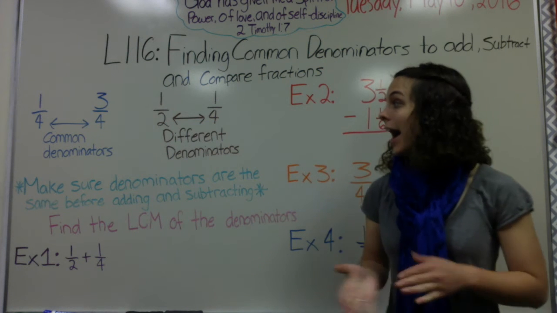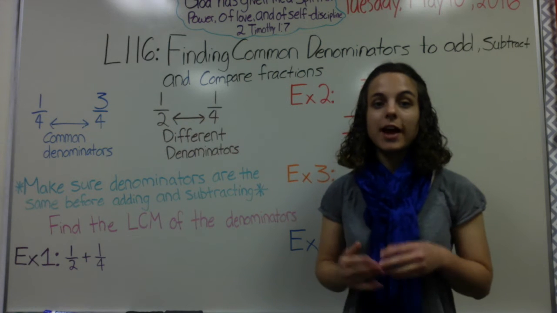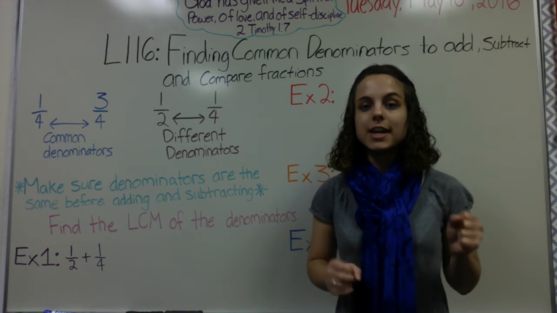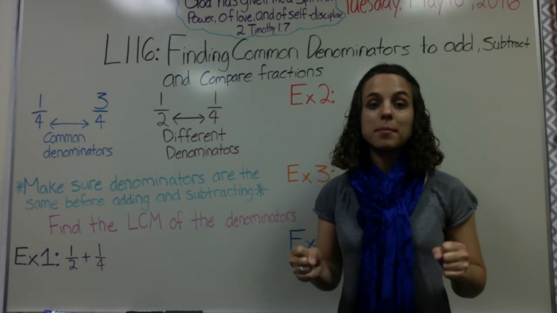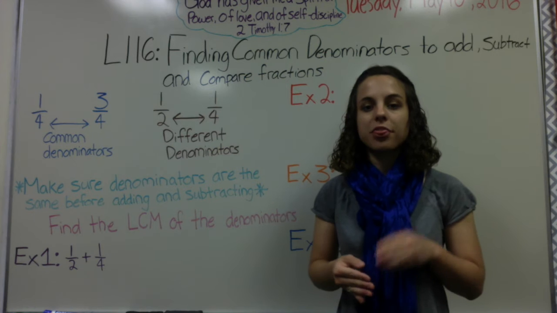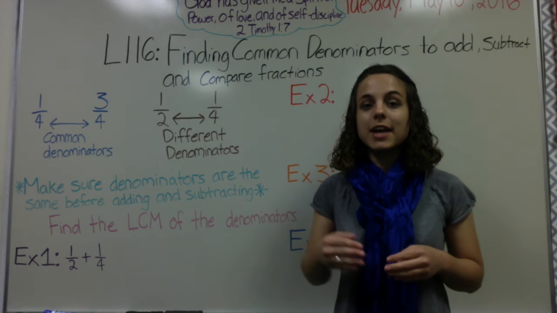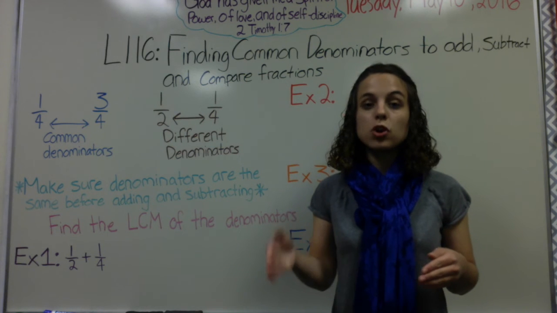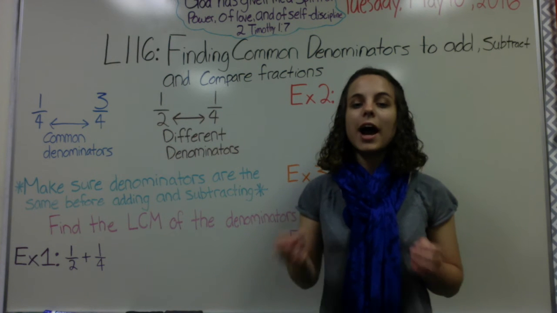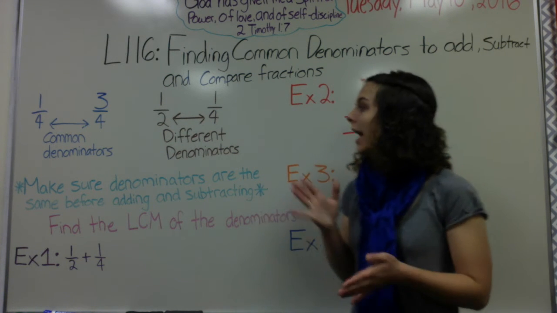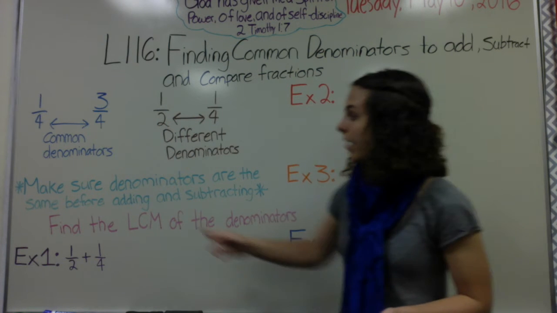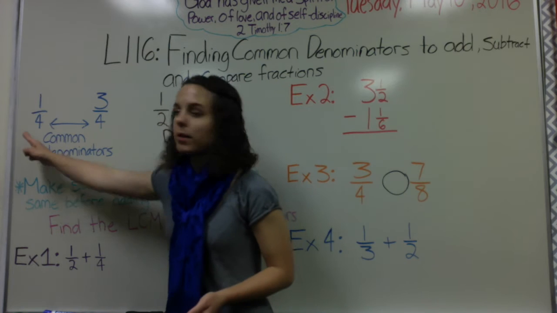Now, we have to remember that in order to add and subtract fractions, adding and subtracting only, our denominators have to be the same. I can't have 3/4 and take away half without knowing that half equals 2/4. I have to have the same denominators. So whenever I have common denominators, that means my bottom number is the same.